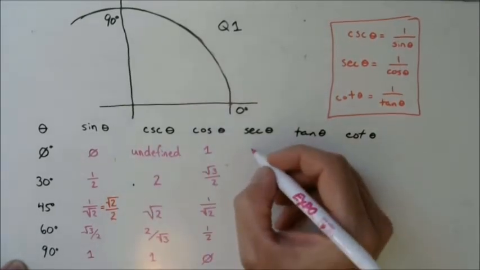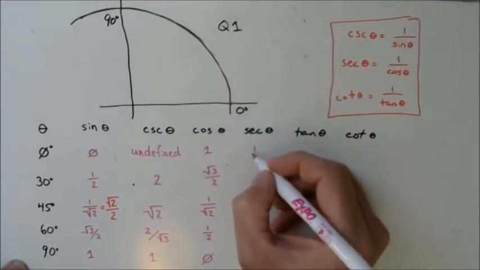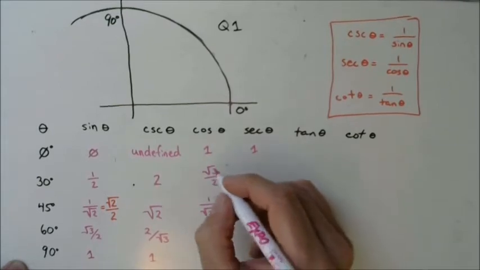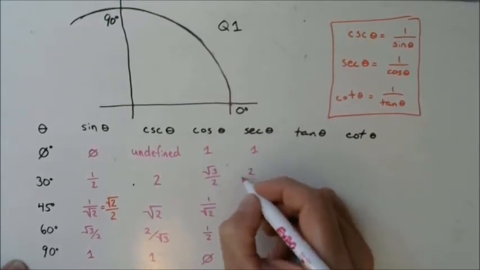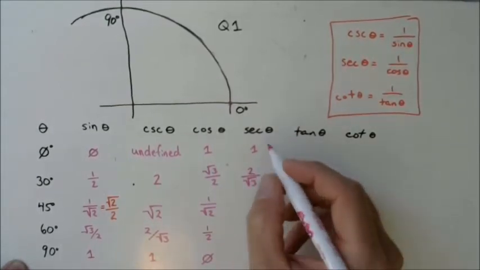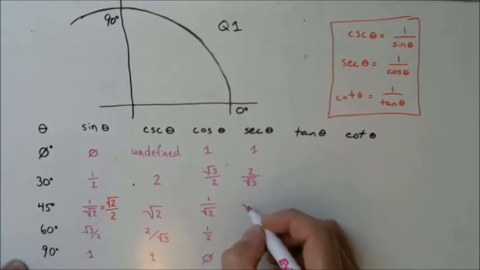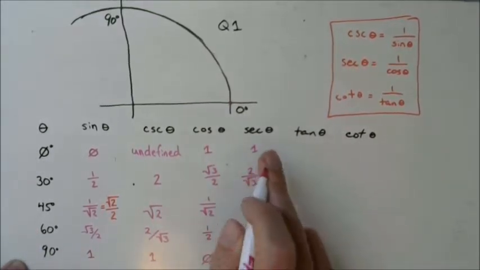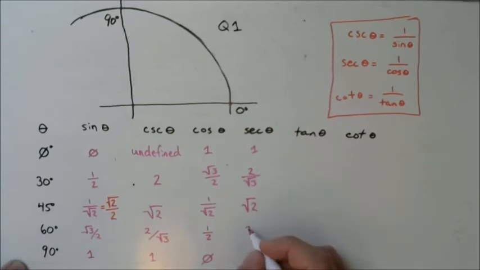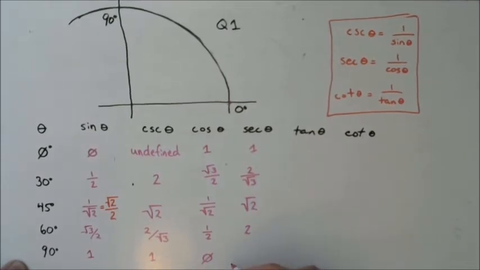So now we take the reciprocal of each. The reciprocal of 1 over 1 is 1 over 1. The reciprocal of radical 3 over 2 is 2 over radical 3. This is for the secant column, so the secant of 45 is going to be radical 2. The secant of 60 is going to be 2. And the secant of 90 is the reciprocal of 0, which is undefined.